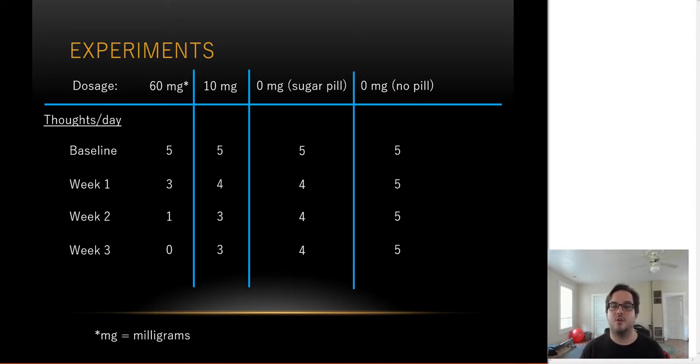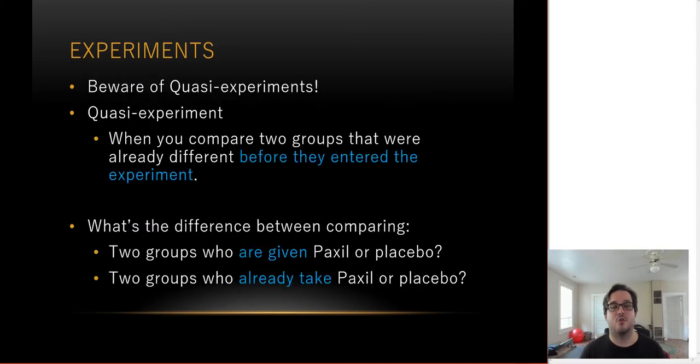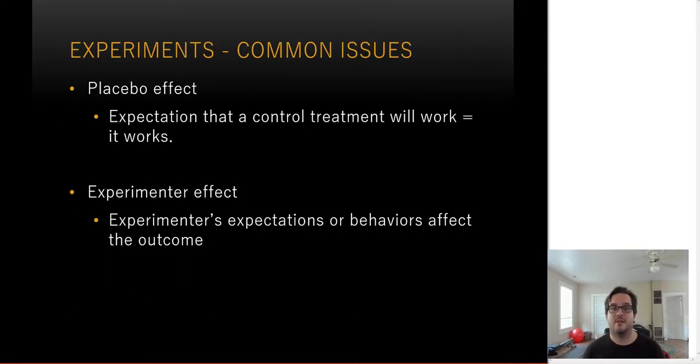So if you include this extra group, that controls for the placebo effect. That gets rid of, again, another third variable problem. There's also something called the experimenter effect, and that is when the experimenter's expectations or behaviors affect the outcome. I want to give you a very different, clear example of the experimenter effect.